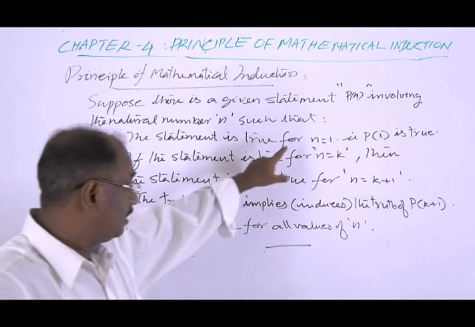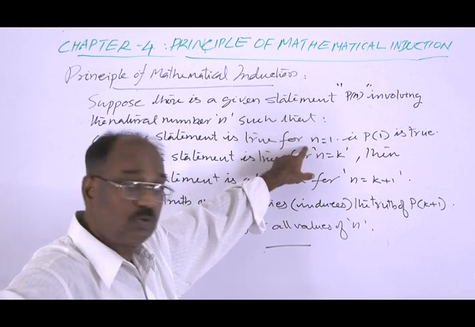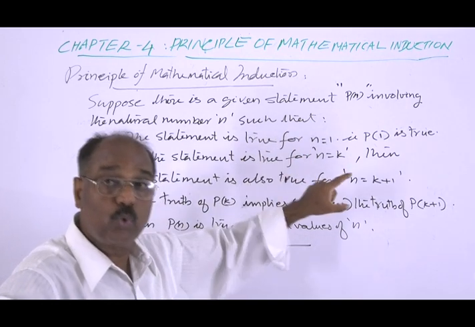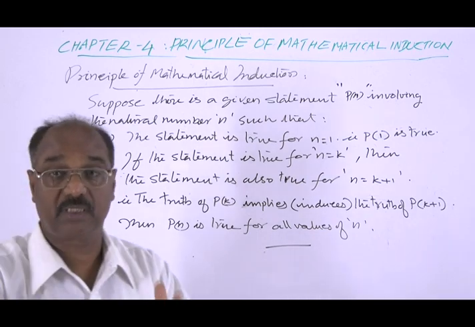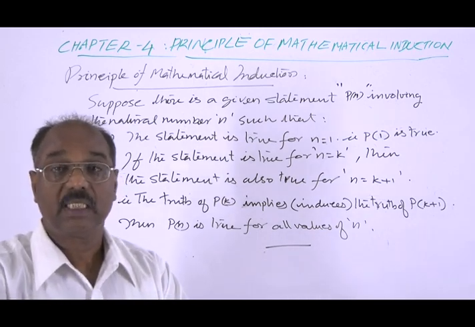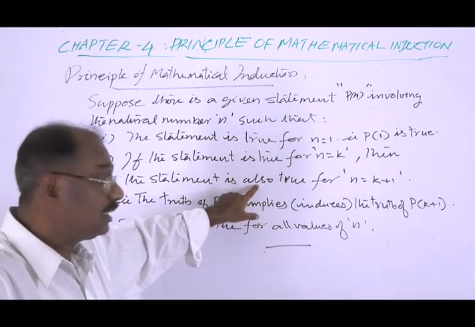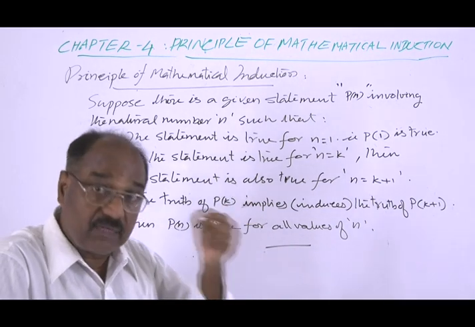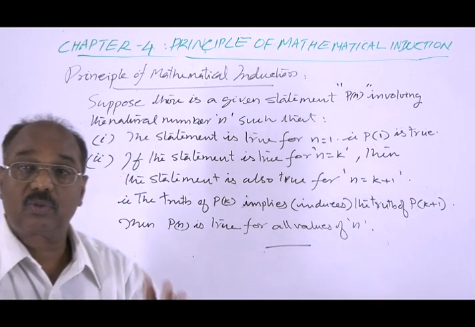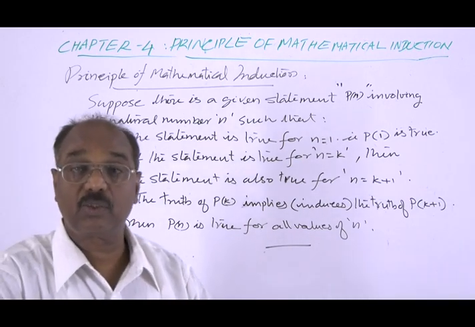That is, it is true for n equal to 1. That will be shown by actual substitution. Then assume it is true for n equal to k. If it is true for n equal to k, then we will prove it is true for n equal to k plus 1 also.